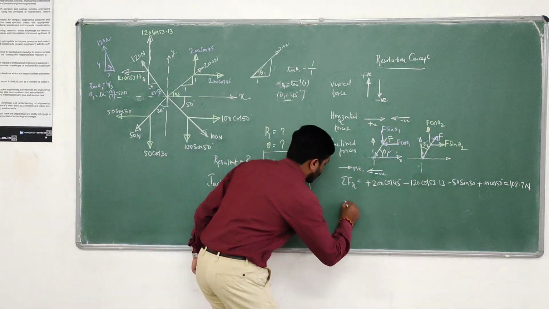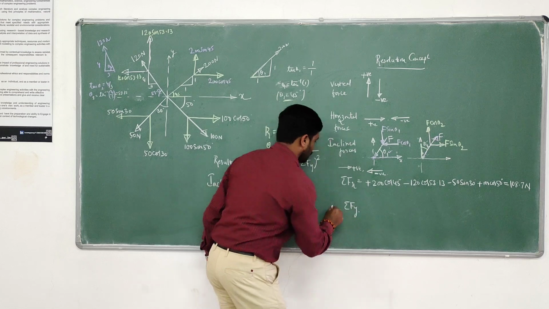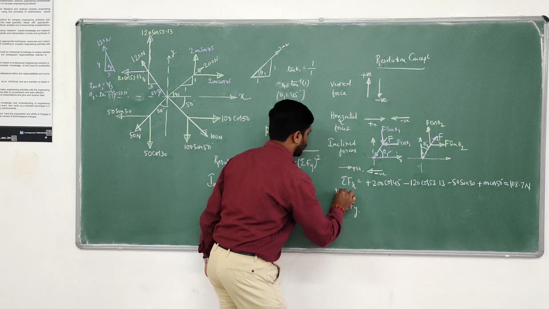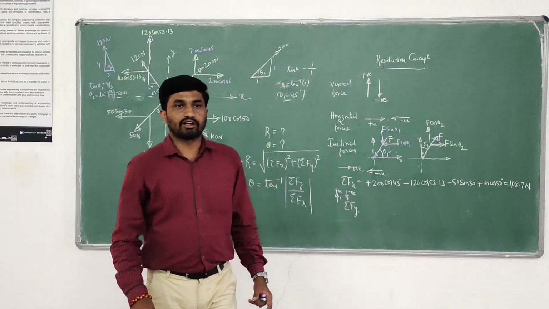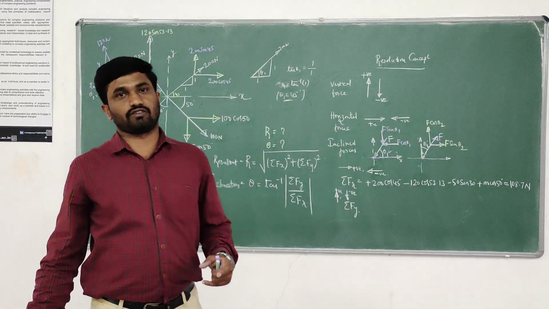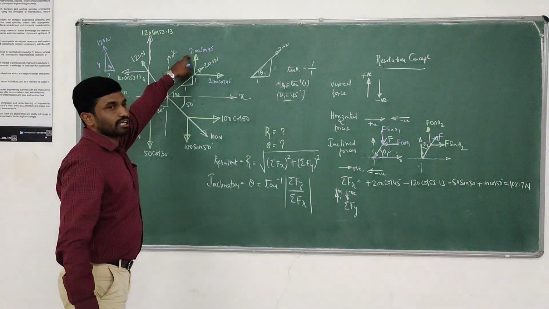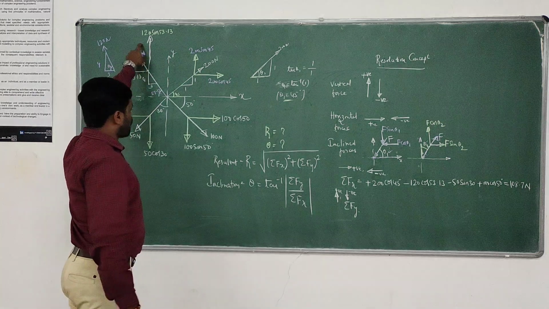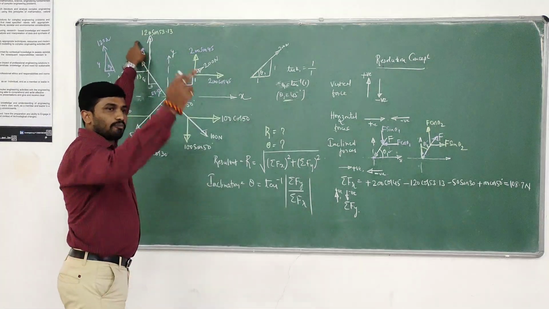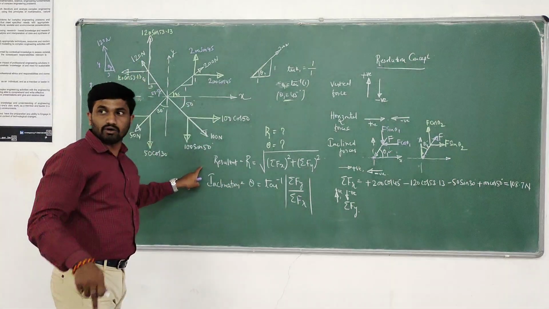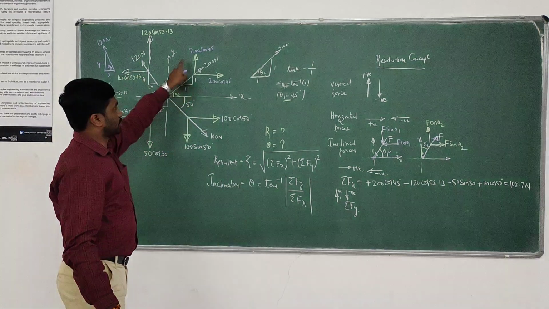Next I am coming to the sum of all vertical forces. For this, the sign convention is all upward forces are positive, all downward forces are negative, because this is the sum of vertical forces. Here we are having 4 vertical forces, 2 upward and 2 downward. These 2 are positive because they are acting in the upward direction. These 2 are negative because they are acting in the downward direction.